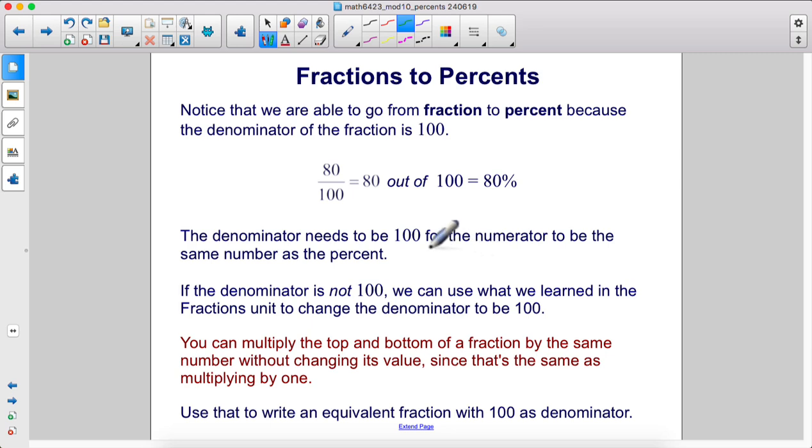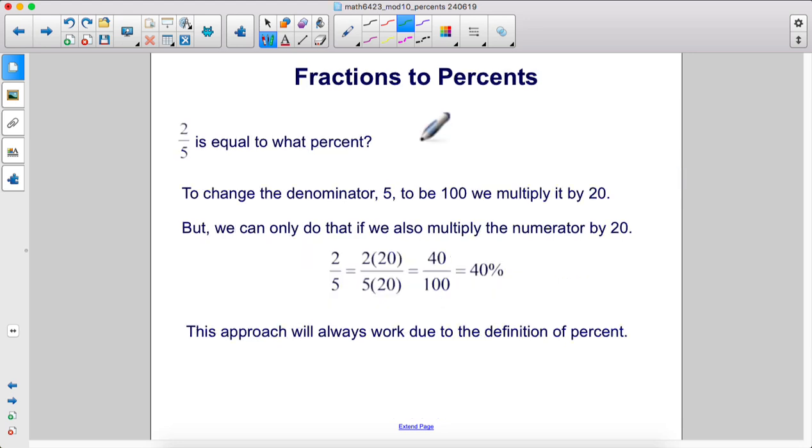If the denominator is not 100, we can use what we learned in the fractions unit to change the denominator to be 100. You can multiply the top and bottom of a fraction by the same number without changing its value, since that's the same as multiplying by 1. Use that to write an equivalent fraction with 100 as the denominator.